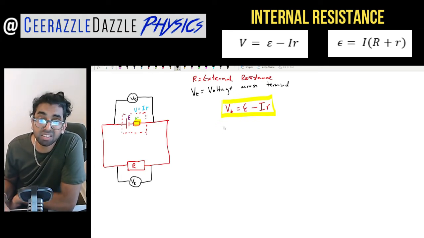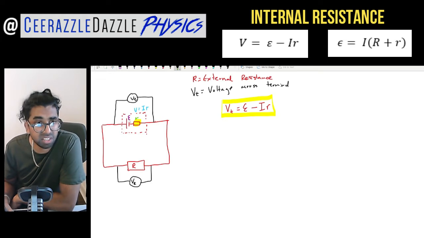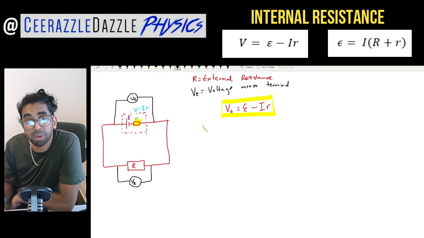Now, from here, guys, we also know that the voltage, which we just said, voltage across the terminal, will be equal to the voltage across the external resistor. But we know that V_T will be equal to V_R.